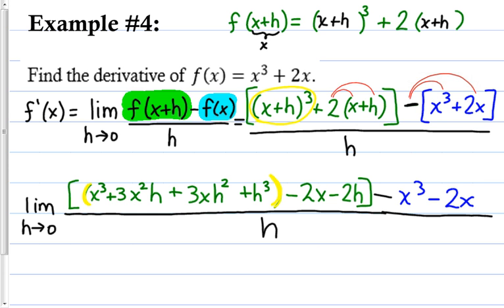And then I distributed the 2 to the x plus h, and that's where the plus 2x and the plus 2h come from. And then I distributed the negative to x cubed and 2x, and that's how I get minus x cubed minus 2x. And this is all over h.